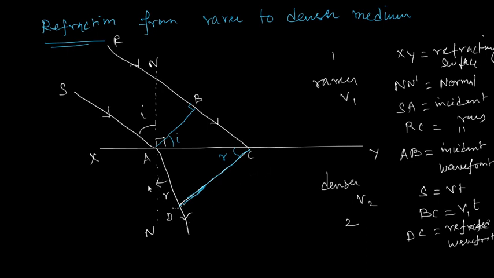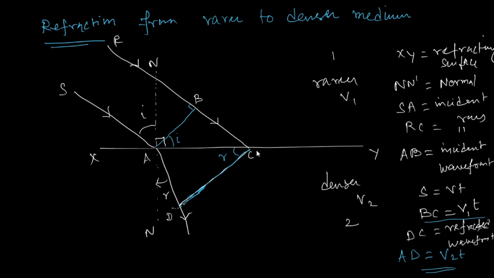Now what is the distance travelled from A to D? AD is equal to v2 into t at the same time, is it not? Because the velocity of light in denser medium is v2. So AD is equal to v2t. What about this one? BC is equal to v1t. So this point is very clear. Based on this we derive the equation.